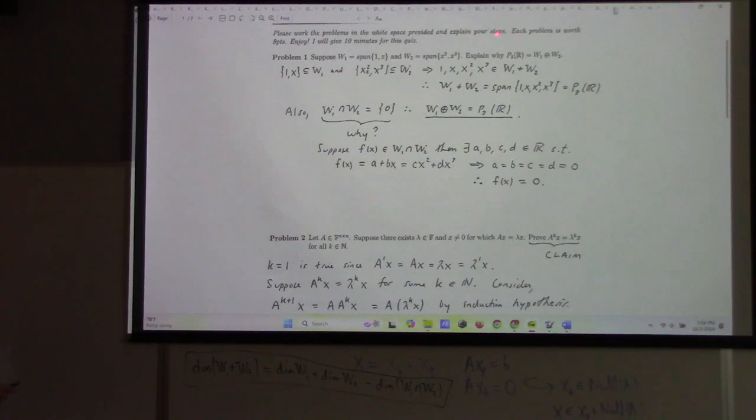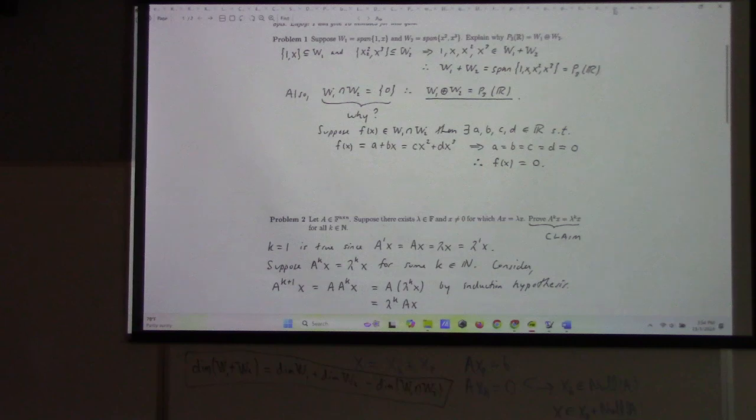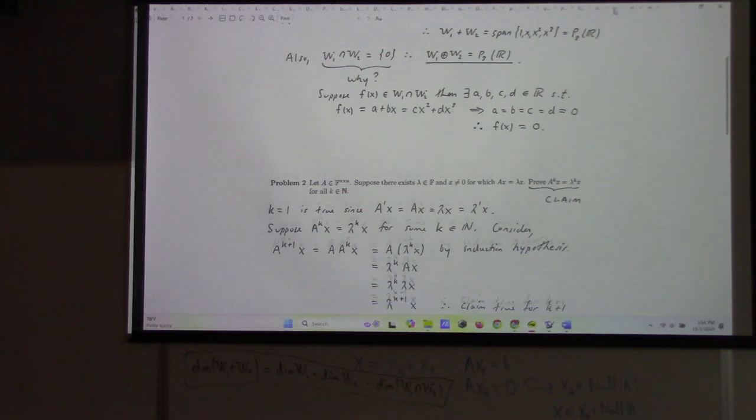And I would like some questions like this on your test. Not this question exactly, but questions like it would be good for me to ascertain whether or not you understand direct sum, intersection of subspaces, span, linear independence. These things matter.